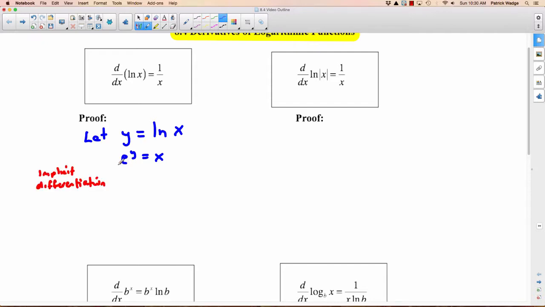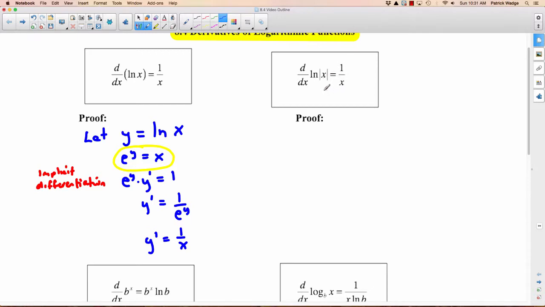So the derivative of e to the y power, the derivative of e to anything is just e to the same thing, so it's e to the y. However, we have to do this implicitly, so we have to multiply by y prime. And on the right hand side, the derivative of x is 1. Now we want to isolate the y prime, so we get y prime equals 1 over e to the y. And if you look right back up here, we said that e to the y is equal to x. So in other words, y prime equals 1 over x. Done.